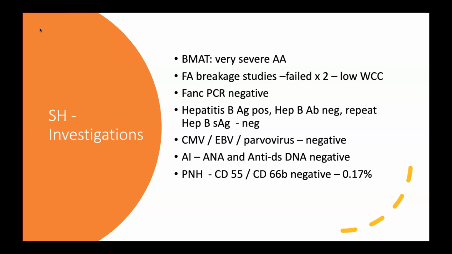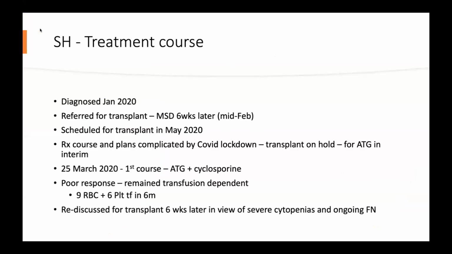His bone marrow aspirate and trephine confirmed a diagnosis of very severe aplastic anemia, and he was actually referred from KZN. So he had 2 breakage studies which had failed. There are logistics involved as these are sent up to Bloemfontein. His Fanconi PCR was negative, and his repeat hepatitis screen, the surface antigen initially positive, was now negative. Other viral screens and his autoimmune workup were negative, and he had a really small PNH clone of 0.17%.